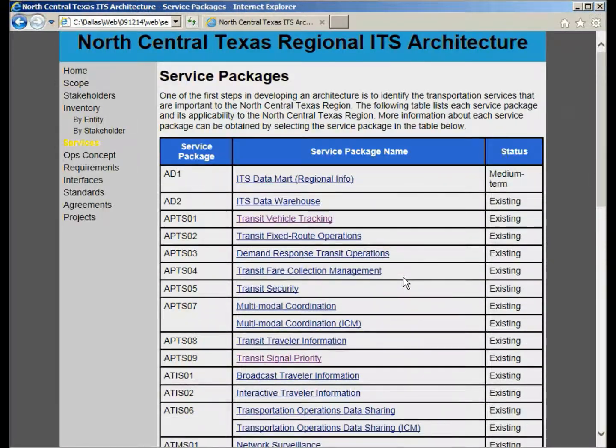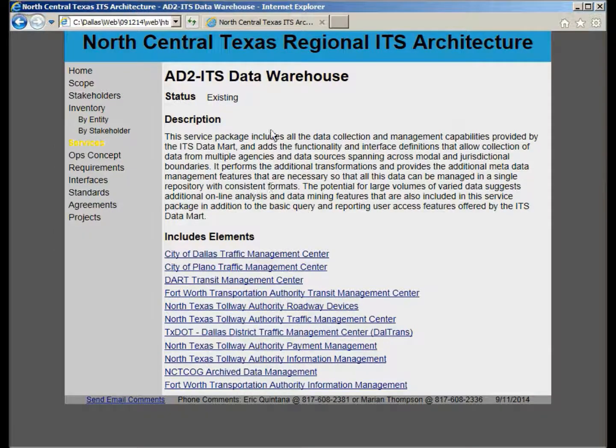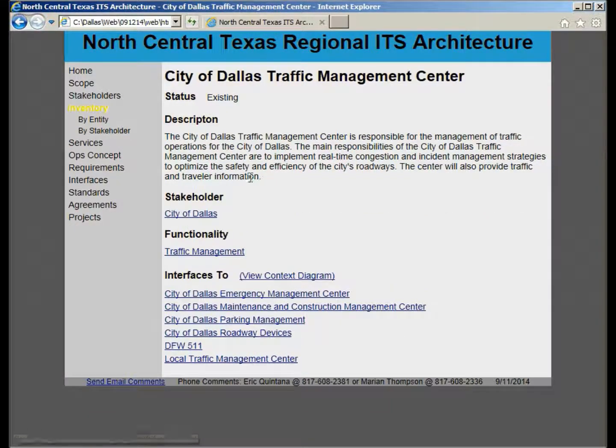By clicking on any ITS service, you get a description of that service and the elements in the region that are or will be participating in that service. Again, clicking on any of these provides you a description of that inventory element, including a context diagram.